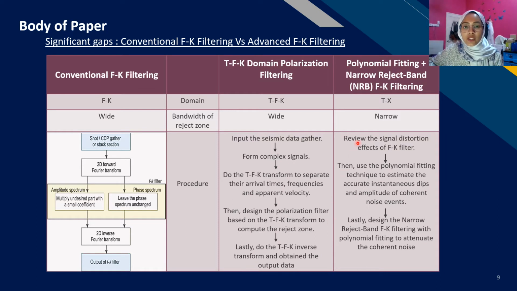While for the polynomial fitting plus NRB FK filtering, the seismic data need to review the signal distortion effect by using the FK filter. Then, use the polynomial filtering technique to estimate the accurate instantaneous time and amplitude of coherent noise event. Lastly, design the narrow reject band FK filtering with polynomial fitting to attenuate the coherent noise.